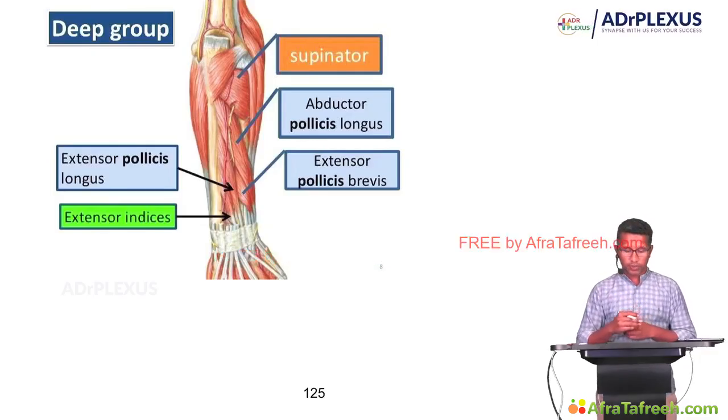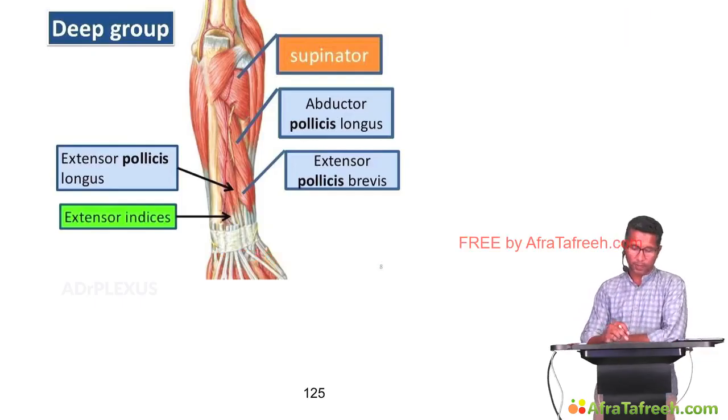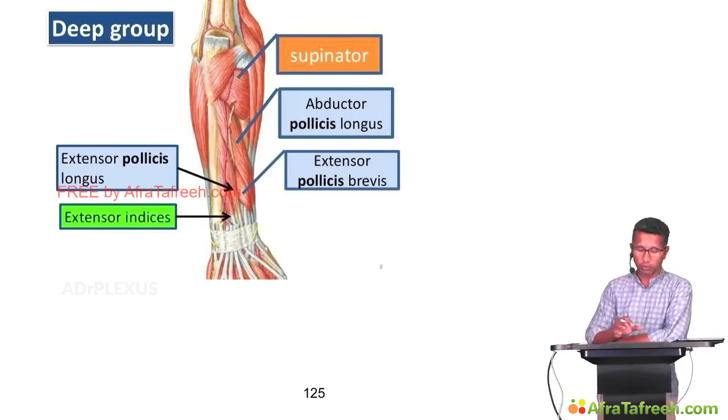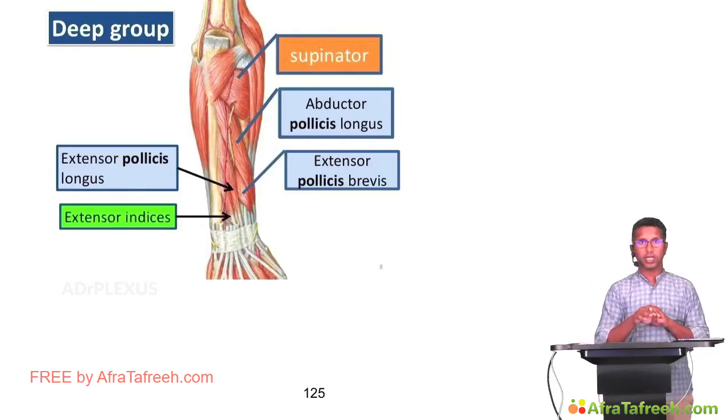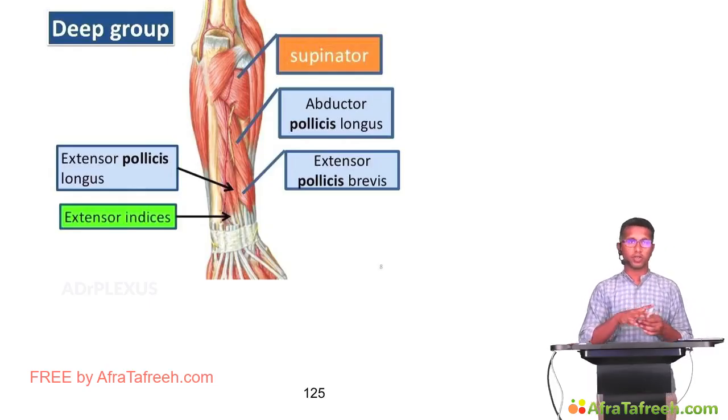Now, if you see the extensor muscles, there were 12 muscles. We talked about those 12 muscles, and we classified them into superficial and deep groups. And here are the deep group muscles, which are shown here. More important is that these muscles have specific actions. When these muscles go to the fingers, they cause different actions.